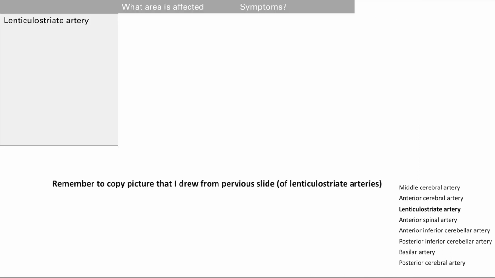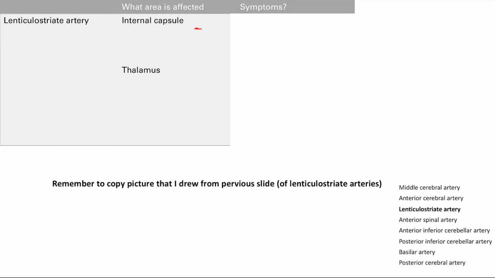Okay, next is the lenticulostriate artery strokes. We've talked about this before, so I don't really need to cover this that well, but remember what areas are affected. Remember that it can either be the internal capsule or the thalamus. This is the deeper structure of the brain. The lenticulostriate arteries branch off of the middle cerebral arteries and they go to the deep structure of the brain. And then the symptoms: if it hits the internal capsule, what symptoms are you going to get?